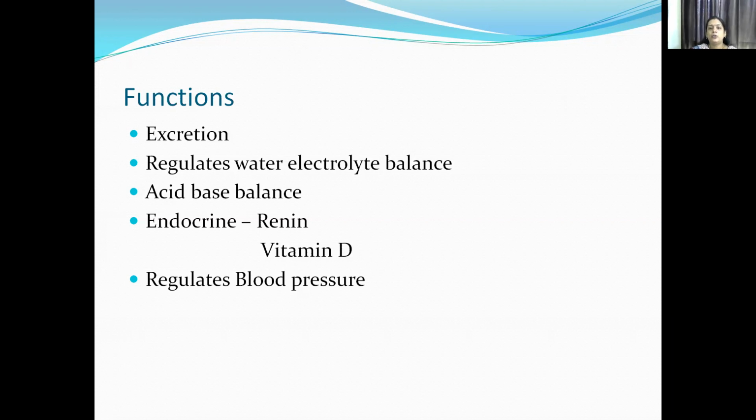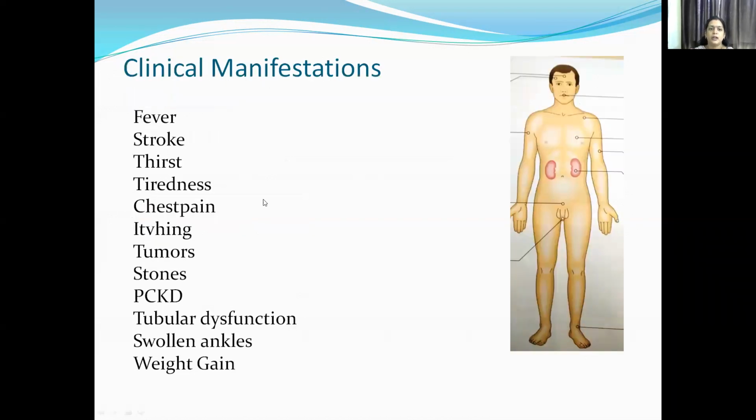And vitamin D, you know that the formation of calcitriol, that is 1,25-dihydroxycholecalciferol, happens in the kidney. Because of that, the mineralization of the bones happens, and there is increased absorption of calcium in the gut. So that's how there is an endocrine mechanism of the kidney also. Then it also regulates the blood pressure. Blood pressure is regulated by the kidney by maintaining the vascular pressure in the kidney, and then by renin. So what happens when we have a kidney problem?